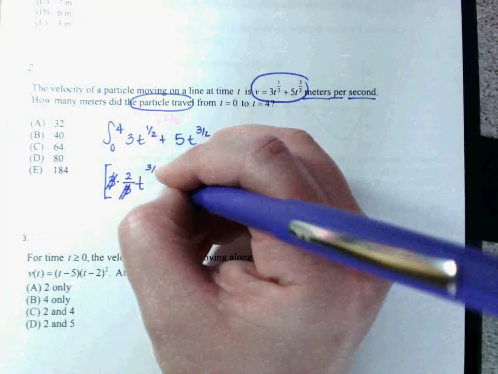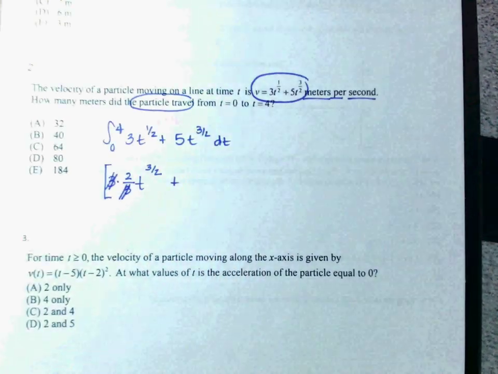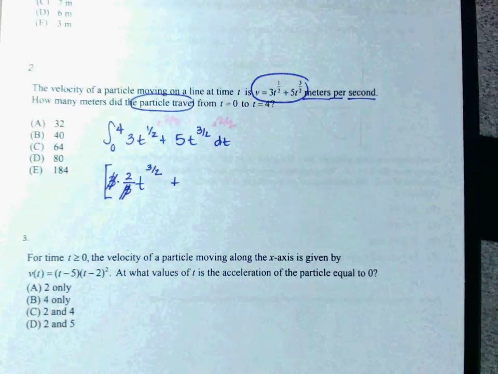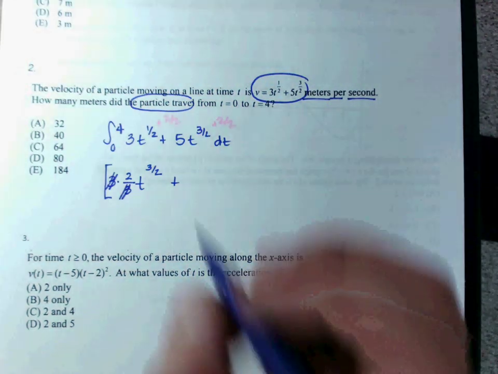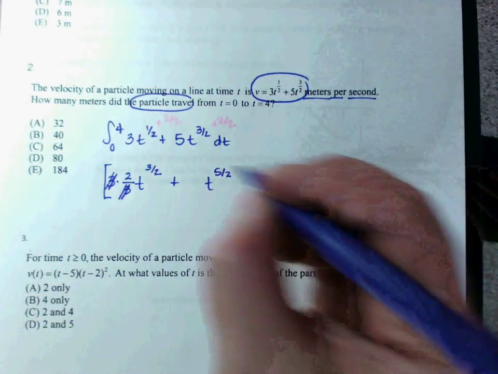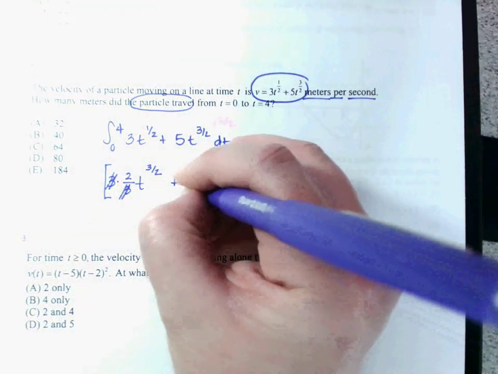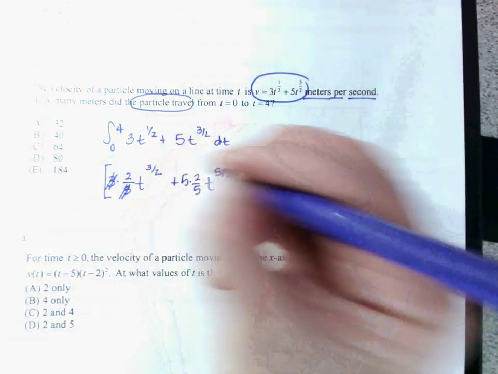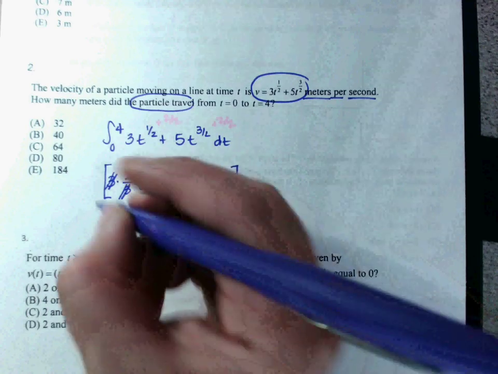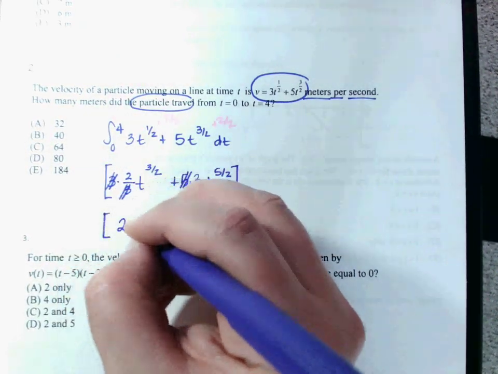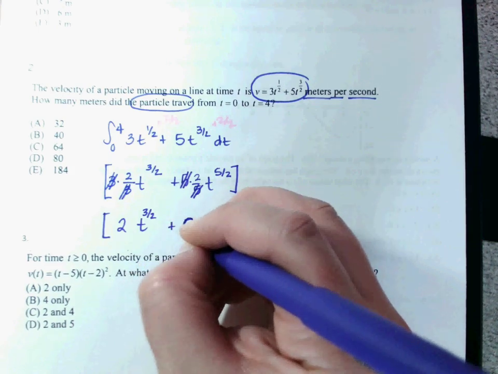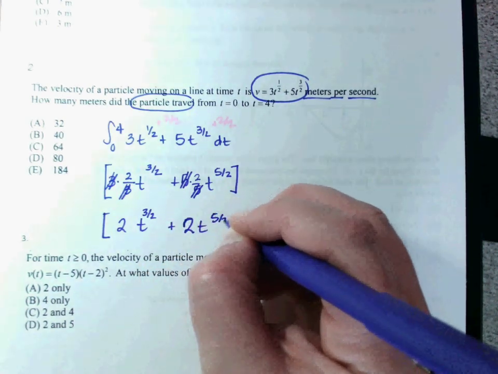Okay, then plus. I'm going to add 2/2 to my 3/2, because remember, that's how you take an antiderivative. So I'm going to add 2 over 2 to 3 over 2. I'm going to get 5 over 2. But then I have to divide by 5 over 2, that's really multiplying by 2/5. There was already a 5, so bam, my 5s are gone as well. So this is really 2t to the 3/2 plus 2t to the 5/2.